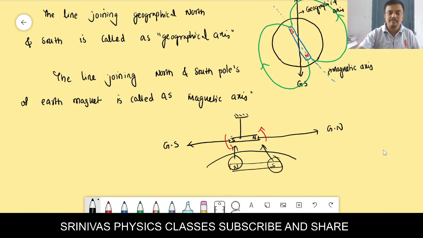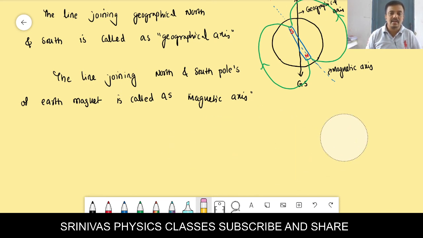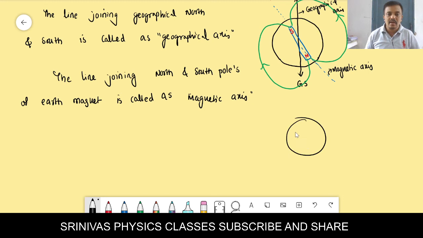Actually, it will not exactly align in the direction of the geographical north and south. Why? Because the earth magnet is not exactly along the geographical north and south. A little difference will be there, but we neglect that. What is the little difference? This is the earth magnet, and here this is the south pole and this is the north pole.